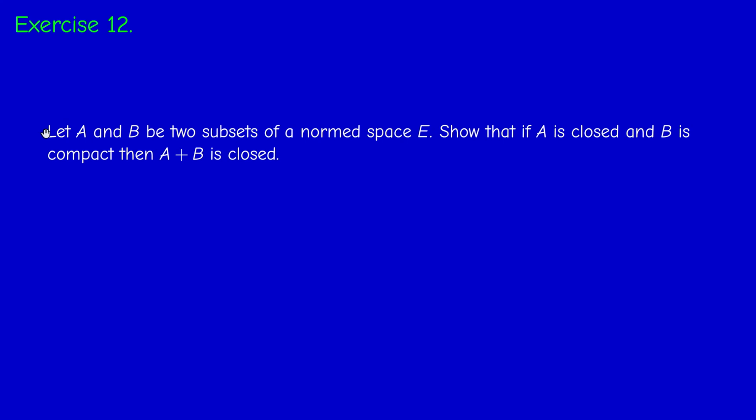Exercise 12, you probably encountered it in second year or third year, I don't know. We consider two subsets of a normed space, A and B. The first one is closed, the second one is compact. We have to show that the sum is closed. It's not necessarily compact because it may be unbounded, but the sum is necessarily closed.